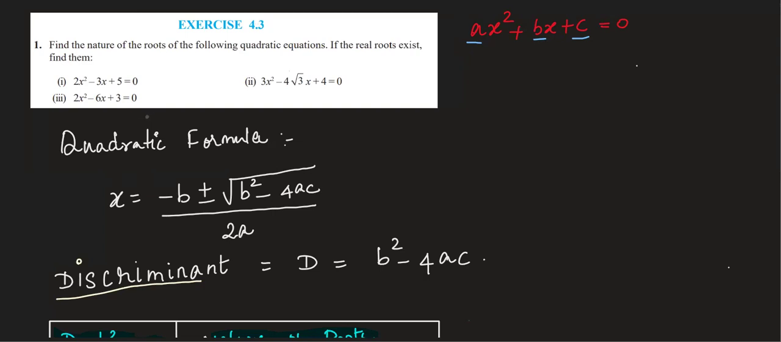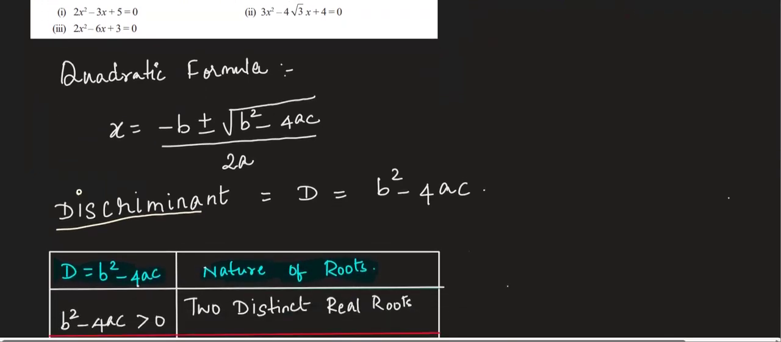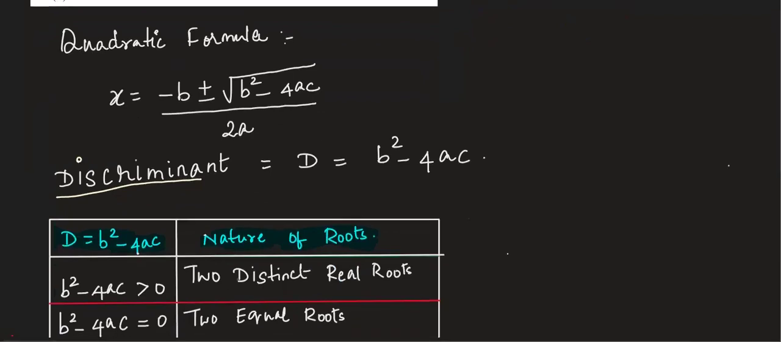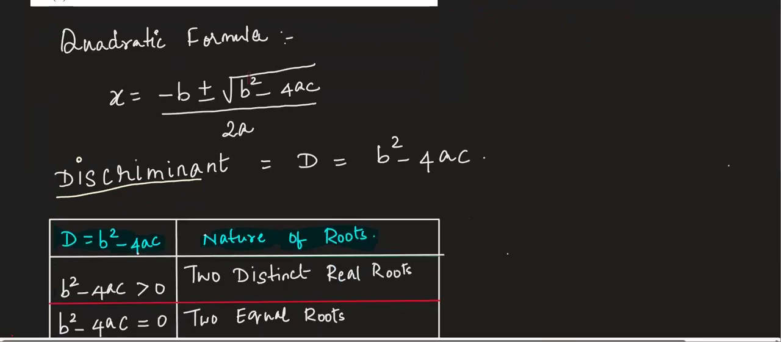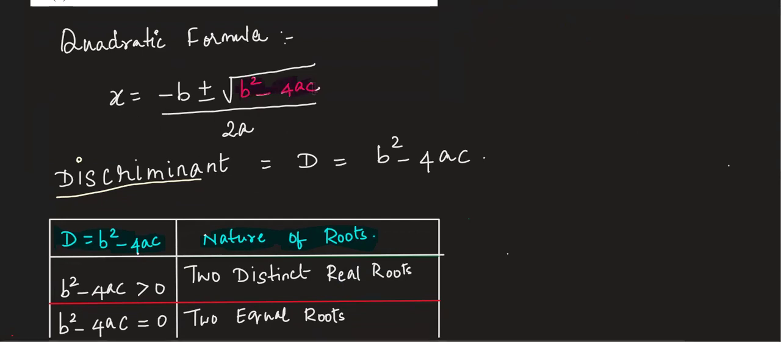Okay, so before solving the entire formula, we can actually find what will be the nature of the roots of the given equation. Now, how do I find? So we can just use this one part of the formula, which is b square minus 4ac, this one. So the b square minus 4ac, this particular part of the formula, is called the discriminant.